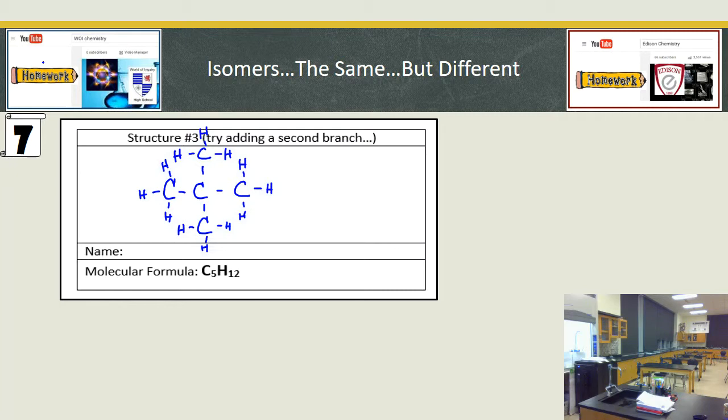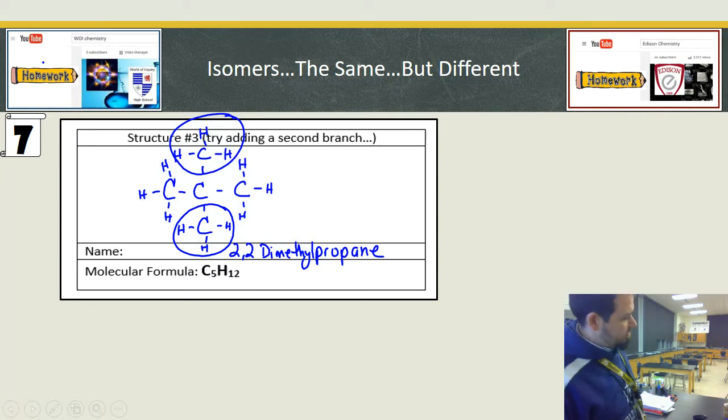So now my 3 across the middle is my base chain. 3 is prop-. Single bonded is -ane. And then I have a methyl up top, and I have a methyl down here, both on 2. So that's 2,2-dimethylpropane. And notice it has C5 and H12.